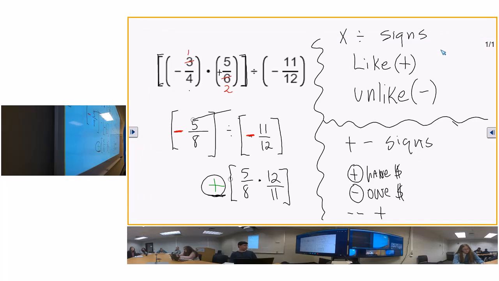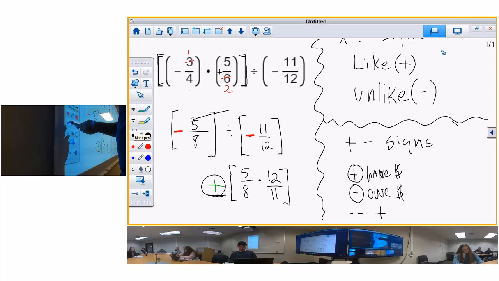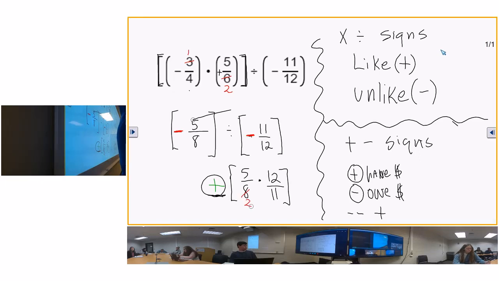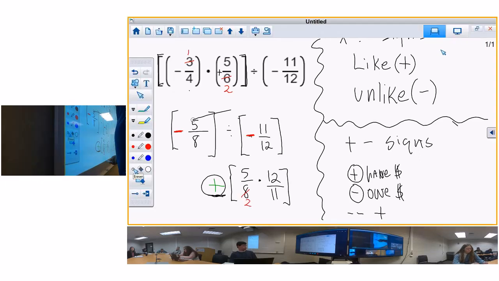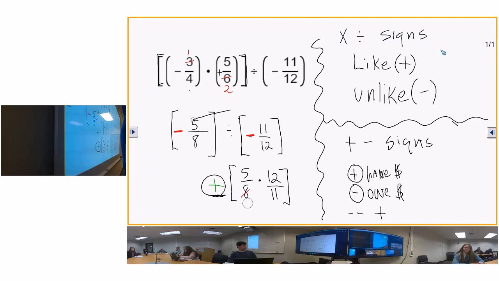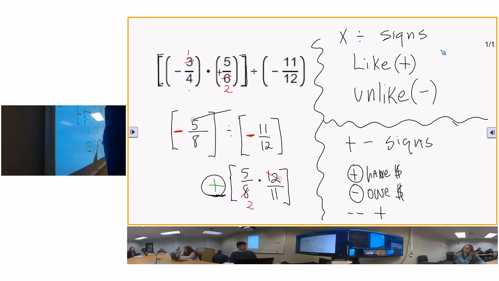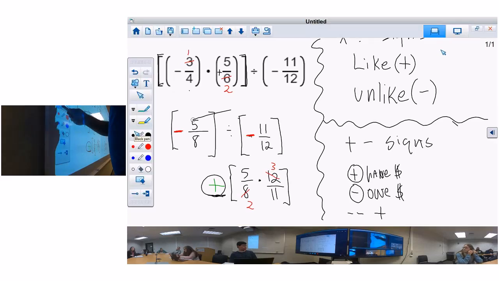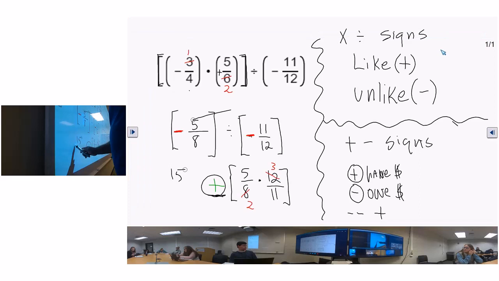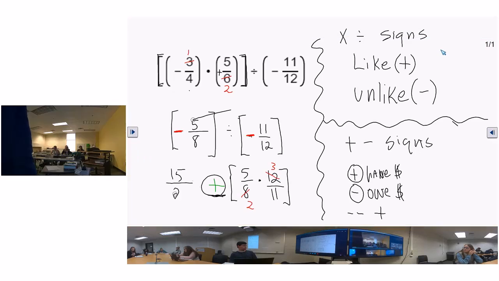Can anything cancel? The 8 and the 12, good. So 2 will go into 8 4 times. I just wrote 2 for no reason. Okay, 4, that's what I was thinking. 4 will go into 8 2 times. And 4 will go into 12 how many times? What's 5 times 3? 15. And what's 2 times 11? And you're done.